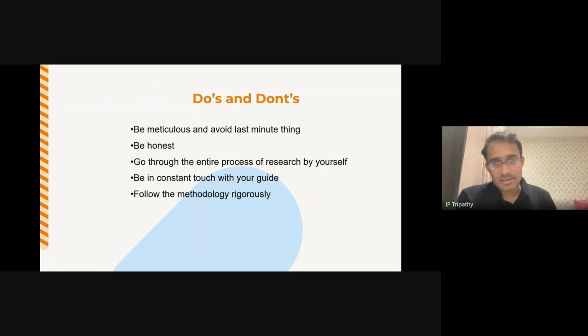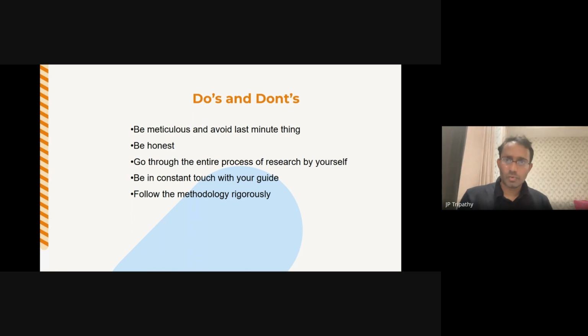Just the last couple of slides. Do's and don'ts. Be careful, be meticulous, and avoid last-minute submission on the 31st of May, because the online system sometimes can put you off. There are very strict word limits, so be very careful with them and avoid the last minute. It's good to submit on the 29th or 30th of May rather than waiting for the 31st.